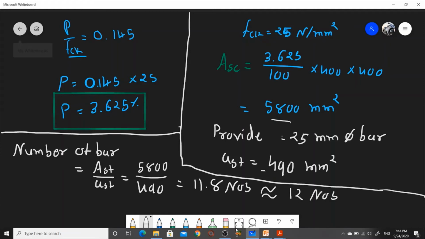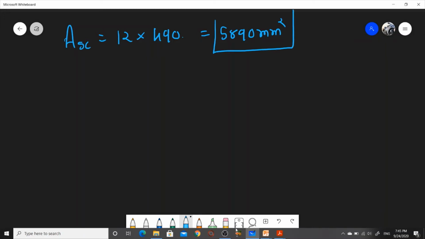Now let's start checking. How do we check? We need to find the provided Asc. We provide 12 numbers of bars at 25 mm diameter, 490 each, so the value is 5890 mm square. This is the provided Asc. By this change in Asc, the percentage of steel will also change.